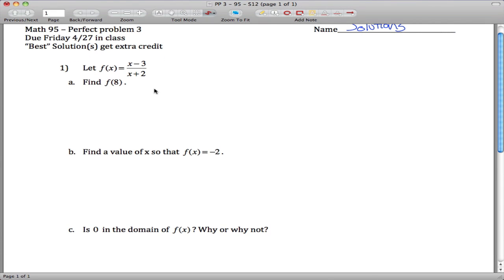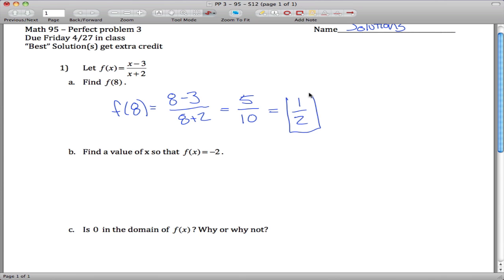We're given a function, f of x equals x minus 3 over x plus 2, and asked to find f of 8. The way you find f of 8 is you think about it like putting 8 into your function. So you replace all the x's in this expression with 8's. So you get 8 minus 3 instead of x minus 3, and 8 plus 2 instead of x plus 2. And since 8 minus 3 is 5, and 8 plus 2 is 10, and that reduces to 1/2, our final answer is just 1/2.